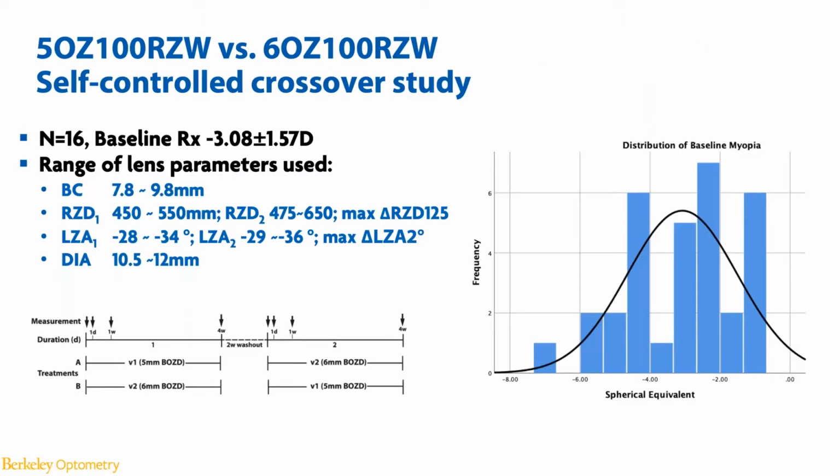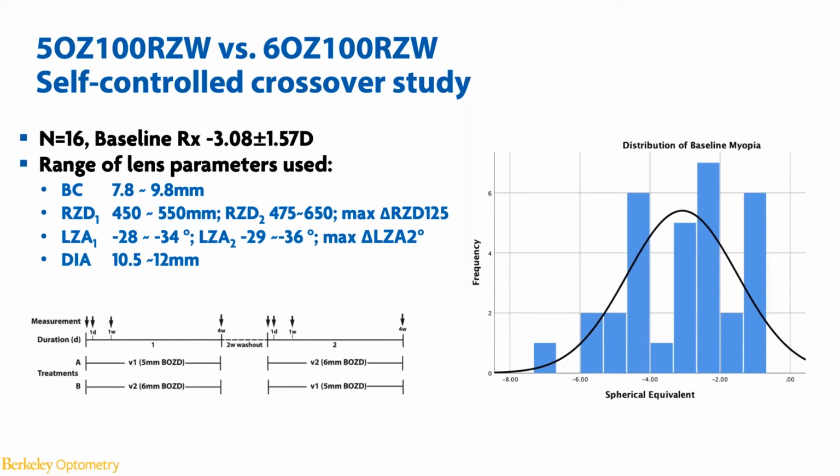So with that understanding, we have decided to use the design of a 5 millimeter OZ combined with a 1 millimeter return zone width. Again, that means the extra 1 millimeter has a 0.5 millimeter extra in each side, all contributing to the landing zone. So we want to use this design to compare the original 6 millimeter OZ design. And again, we have utilized a self-controlled crossover study.